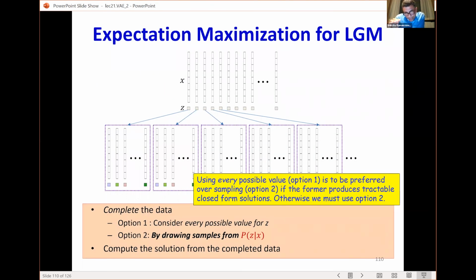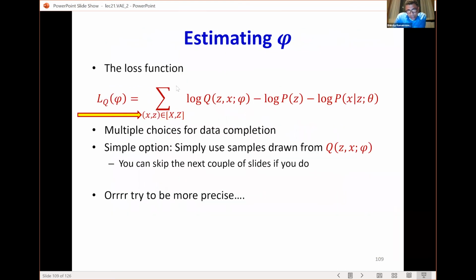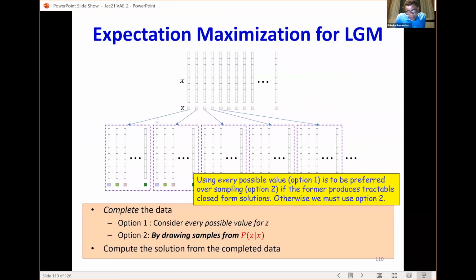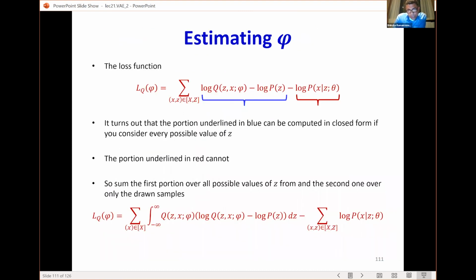What you end up with is an average taken over all possible completions of the data. And again, remember that I mentioned a little while ago that when you're trying to complete the missing components, ideally you will complete them in every possible way if that's going to give you a tractable solution. But if it's not going to give you a tractable solution, you're going to just sample a single value. So that's what we will do.